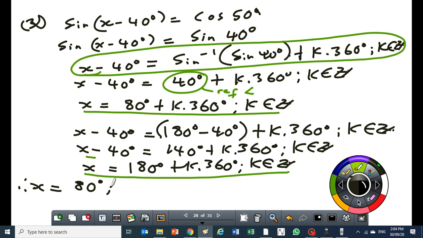What did you put there? 0. Yes, I substituted k equal to 0. Now I need to try k equal to 1. If I put k equal to 1, I'll get 360 plus 80, which gives me 440. I don't want 440. If I put k equal to minus 1, I'll end up having 80 minus 360, which will give me minus 280. Minus 280 is in the interval.